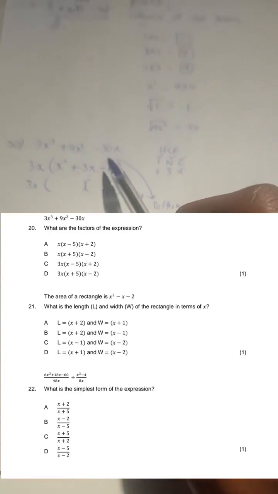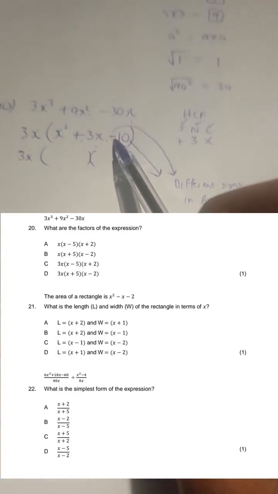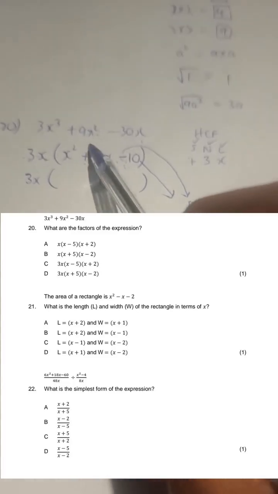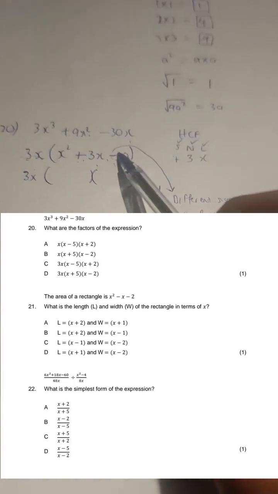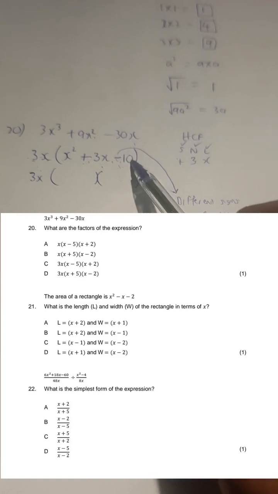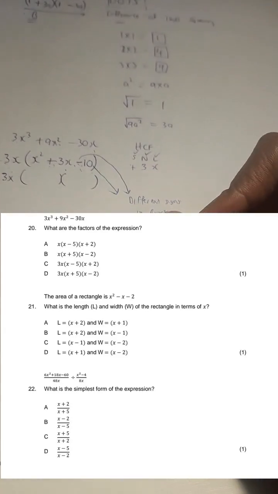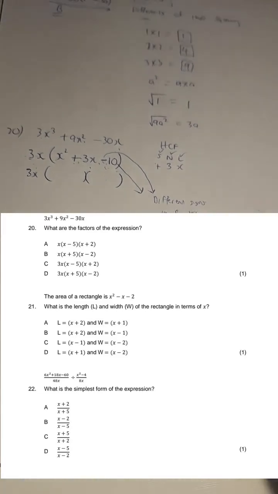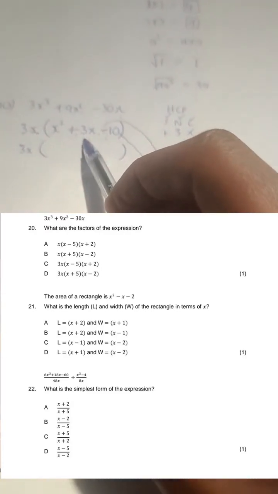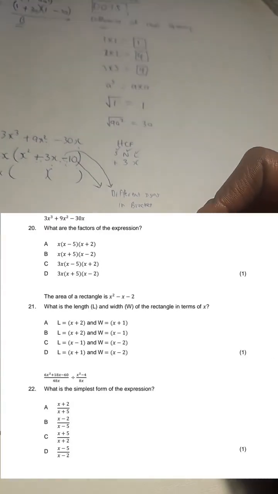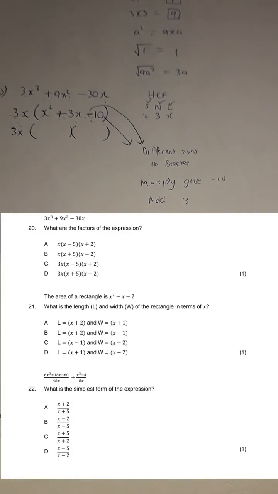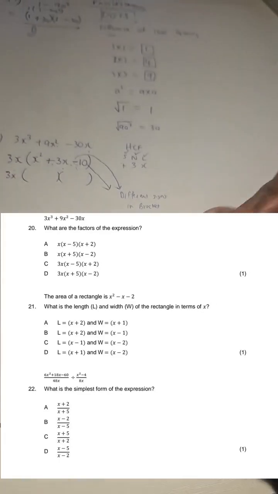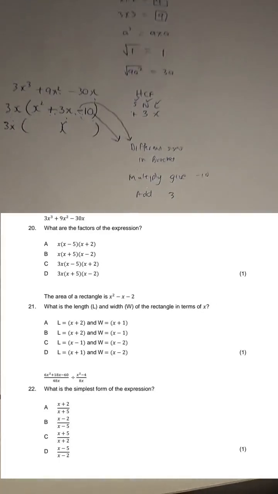Different signs. If the signs are going to be different, the factor in my bracket that is the highest is going to have a positive sign. So I'm going to ask myself, what are the factors of 10 which, when I multiply, give negative 10, but when I add, they give 3? Right? So what are the factors of 10? There's 10 and 1. There's 5 and 2.